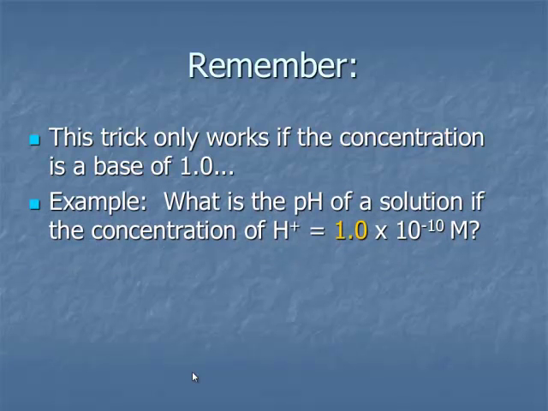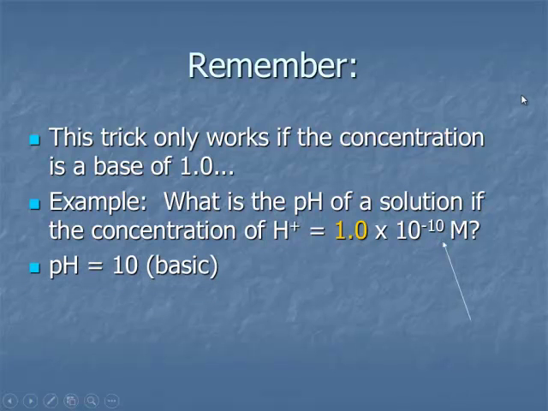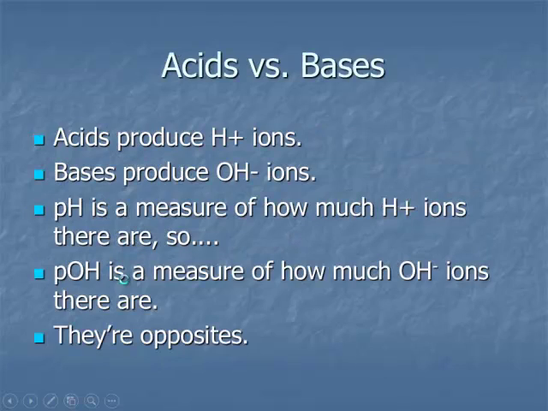For example, what is the pH of a solution if the concentration of the H plus ion is 1.0 times 10 to the negative 10th molar? Cool, so we do have a base of 1.0. Guys, all you have to do is look right here at the negative power of 10. You're going to change that negative power of 10 to a positive power of 10. Right there. So the pH is 10. And by the way, that means that the solution is basic.